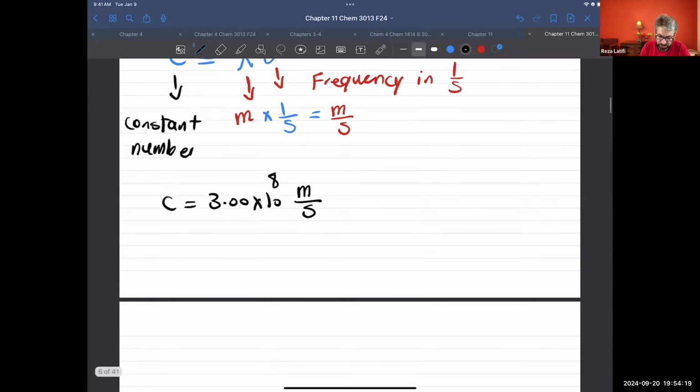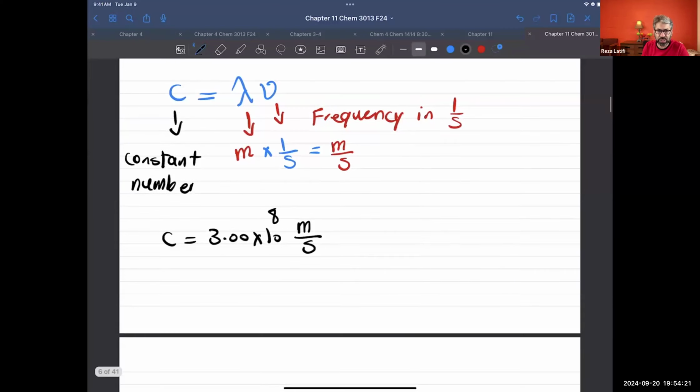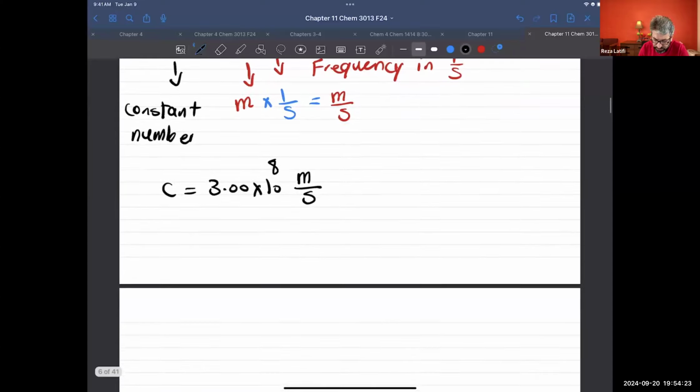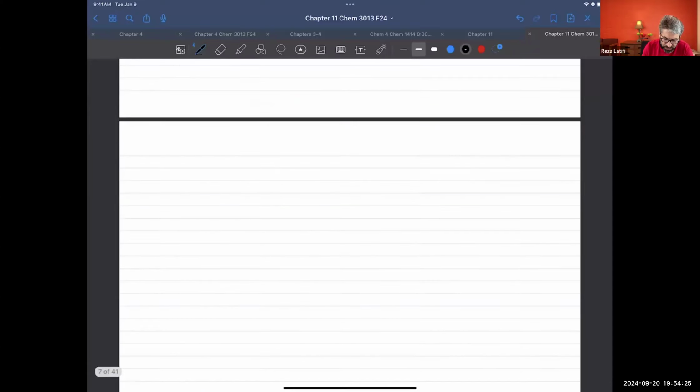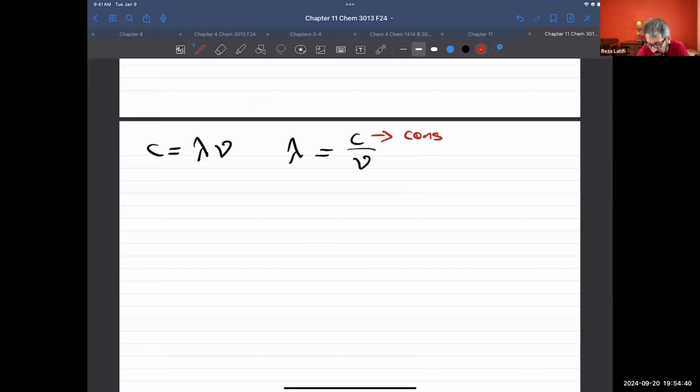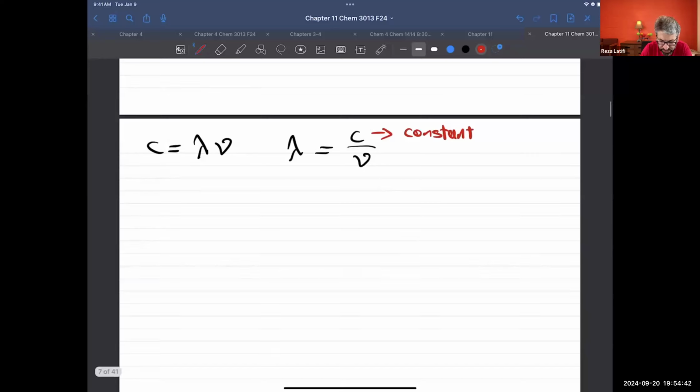Now, what's the relationship between frequency and wavelength? Let's write this. We have c equal to lambda multiplied by frequency, and the wavelength will be c over frequency. Remember, c is constant, so our numerator is not going to change. Let's highlight the numerator. But the denominator is the one that can go up and down.